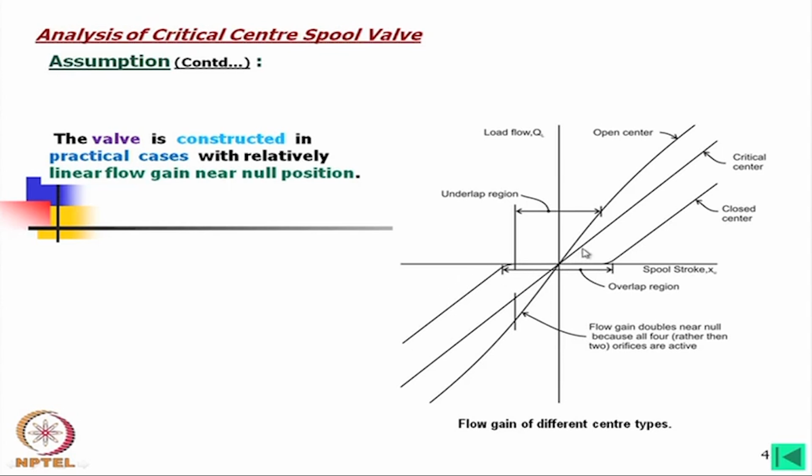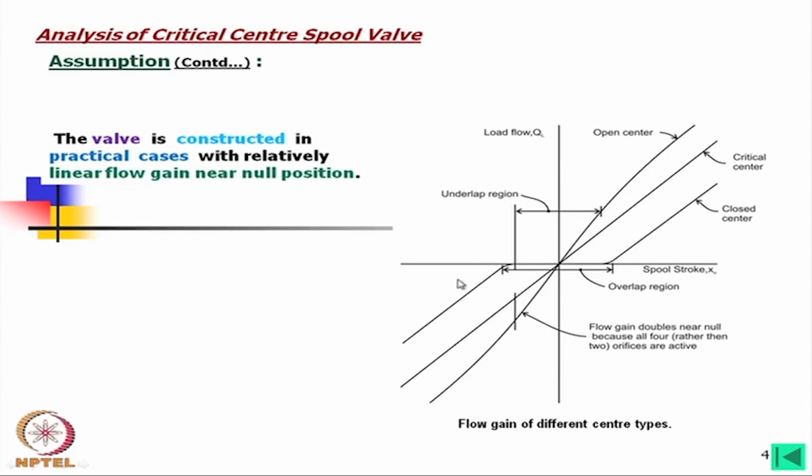Then this curve will be like this. There will be flow even at 0, and then the curve will go like this. Now, you find that it is not matching with the flow line, because in the open center case this orifice opening is very small. So, there is some flow which gradually increases with the stroke, that is why the curve is like that.